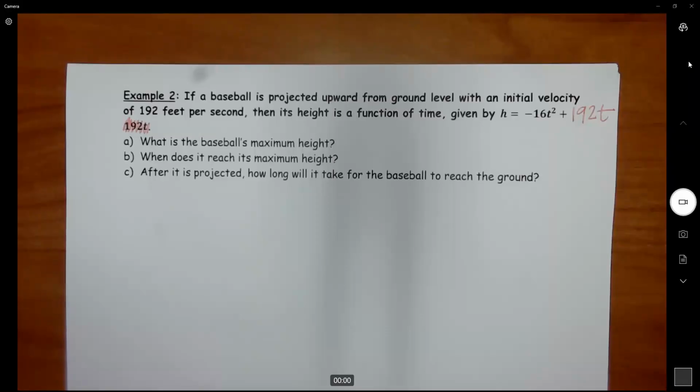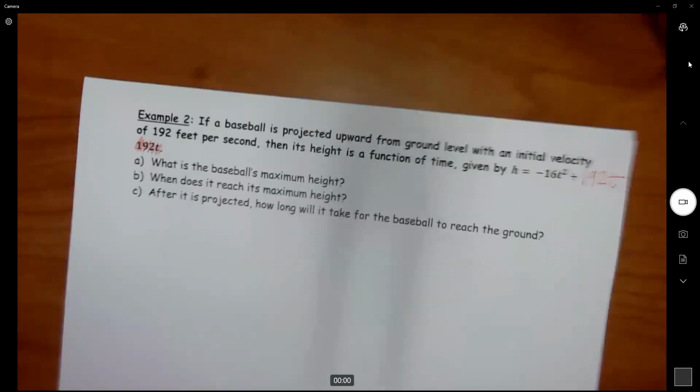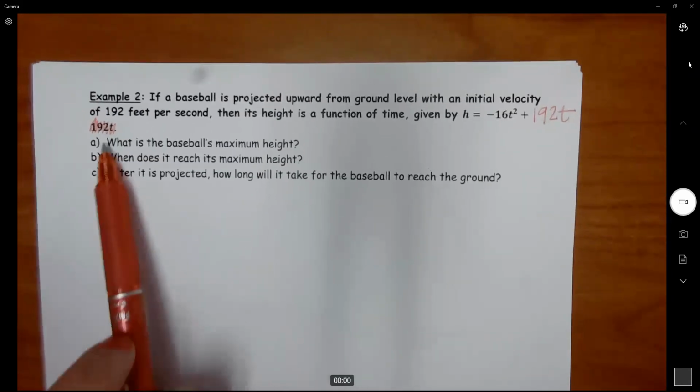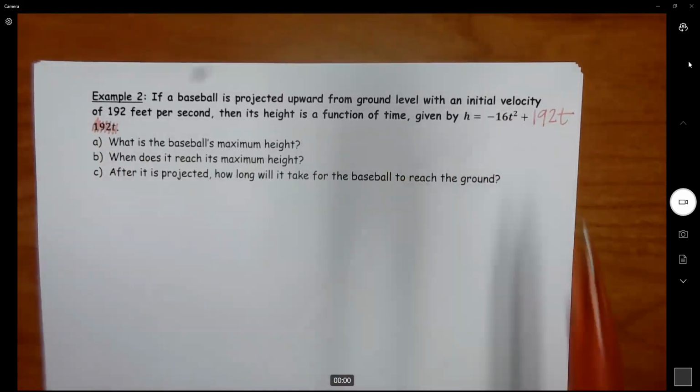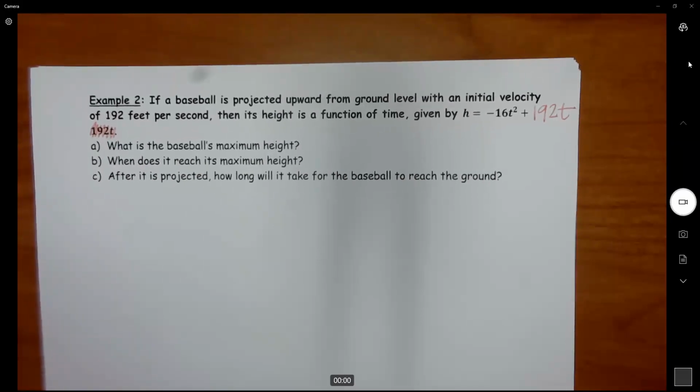In this video, we're going to go over an application problem that we will encounter when we have quadratic functions. So our problem says if a baseball is projected upward from ground level with an initial velocity of 192 feet per second, then its height is a function of time given by h equals negative 16t squared plus 192t. I just brought it up here so our equation isn't broken up.